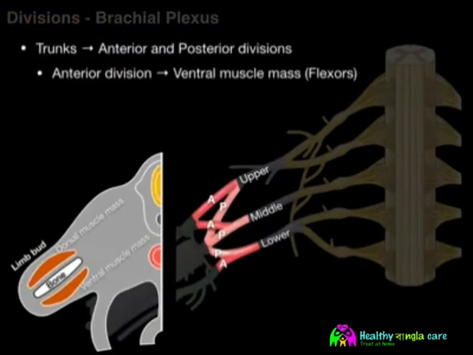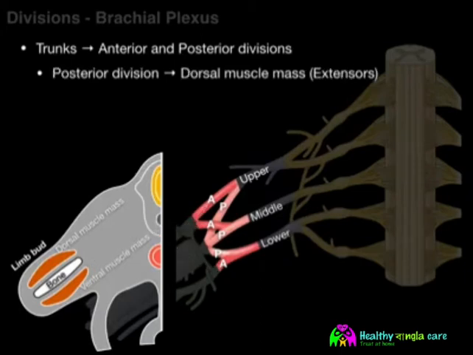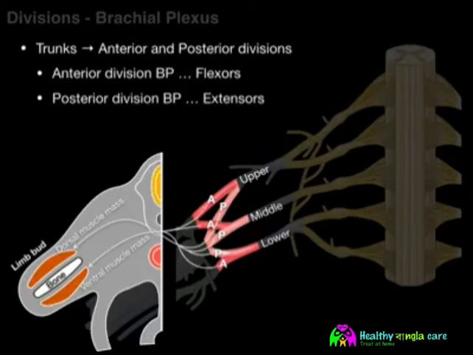The anterior division of the brachial plexus sends its axons to the ventral muscle mass, which are flexors. And the posterior division of the brachial plexus sends its motor neurons to innervate the dorsal muscle mass. And so what we see is the anterior division of the brachial plexus innervates flexors, and the posterior division of the brachial plexus innervates extensors. Basically muscles in front of and muscles behind the bones.